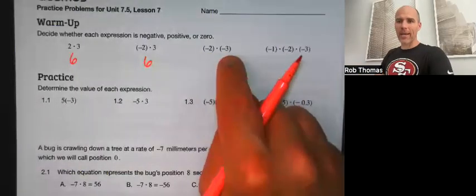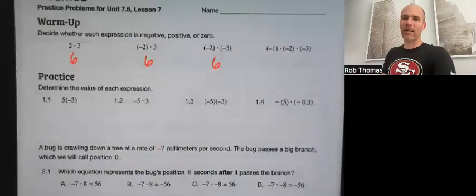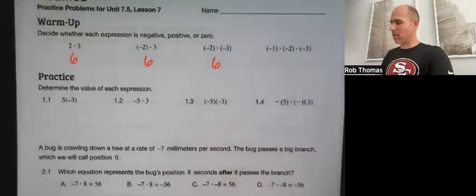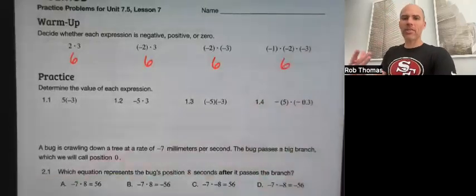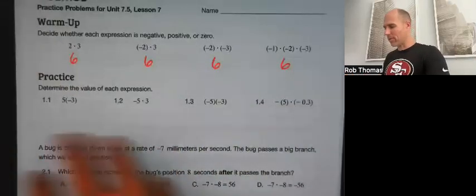I got a 2 and a 3 again. Of course, we got some negatives to think about, but I know the answer is going to be positive or negative 6. And again, a 1 times a 2 times a 3 is going to be a 6. All right, now let's just think about our rules and determine which ones of these need to be positive and which ones should be negative.